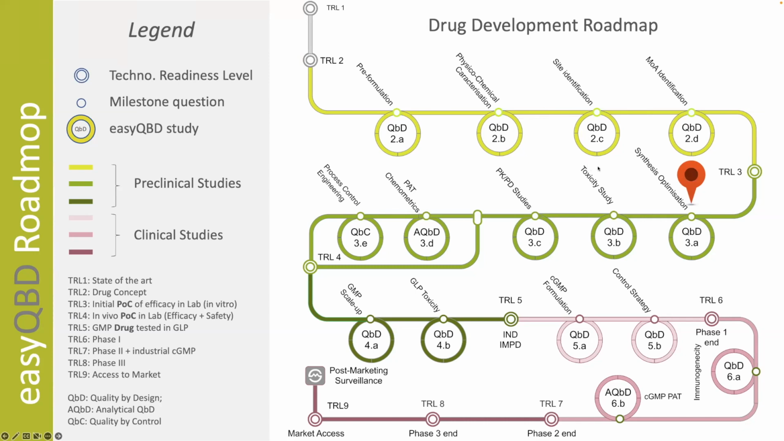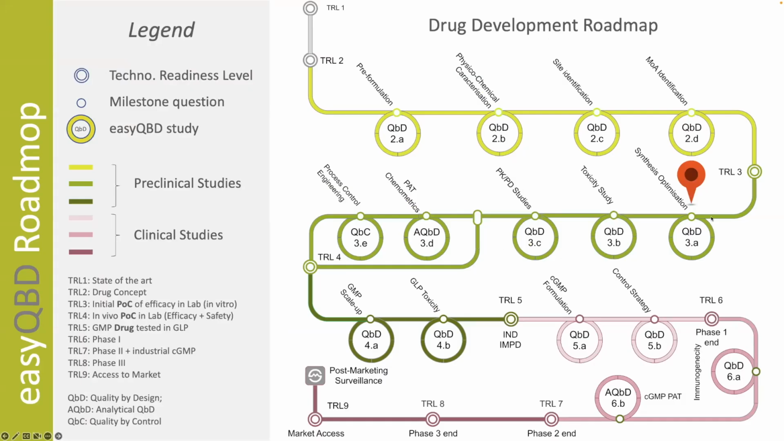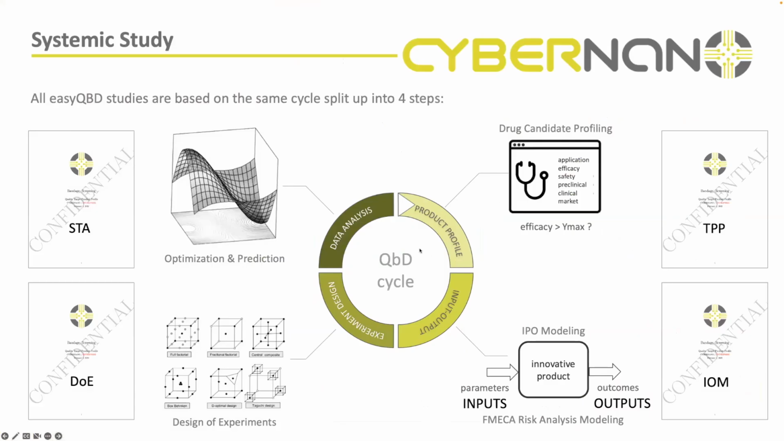And I would like to give you an example. So imagine you are there, and just to explain the contents of a QBD analysis. So you can see here the cycle corresponding to this part. Each QBD analysis is divided into 4 steps. The QTPP, the quality target product profile, in which you define the type of drug you want to develop and the key question you want to address.